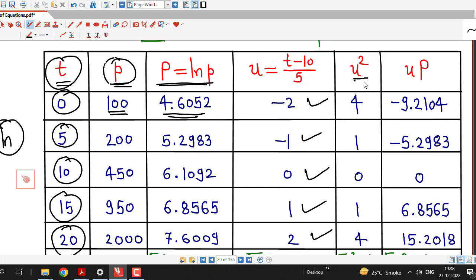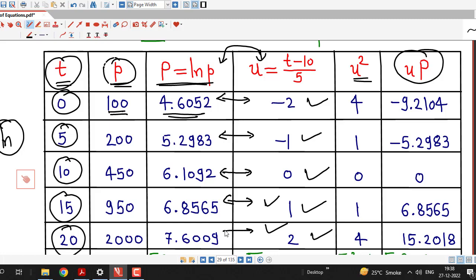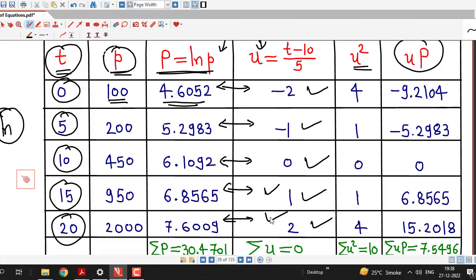Then we require u square values. So minus 2 square is 4, minus 1 square is 1. Similarly, square of 1 and 2 are 1 and 4. And the last column is the product of u and p values. We have to multiply these two values. All of these values are multiplied and written in the last column. So from the table we obtain all these values.